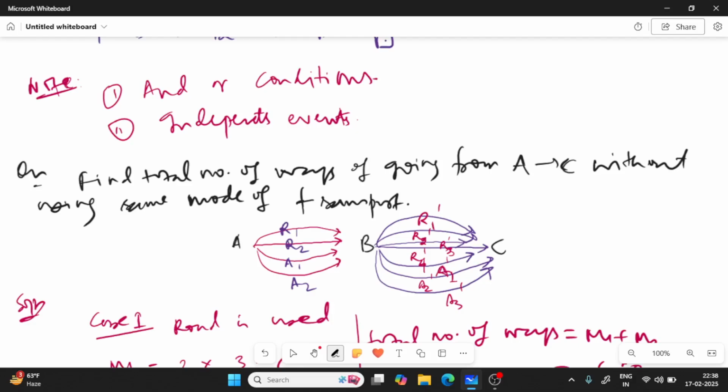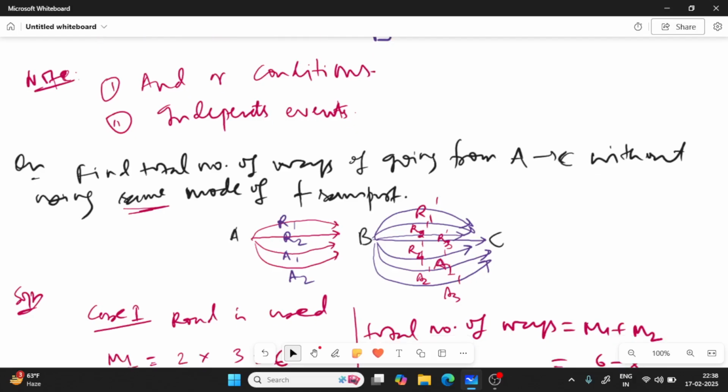Now, you have a good question. Find the total number of ways of going from A to C without using the same mode of transport. So someone is going from A to C via B, and now there is a condition of not using the same mode of transport. That is, the transport which you use for going from A to B would not be used for going from B to C. Okay. So suppose road is used, then here you will not use road. And suppose air is used, then in that case you will not use air here. Getting? And now he is asking how many ways are possible.